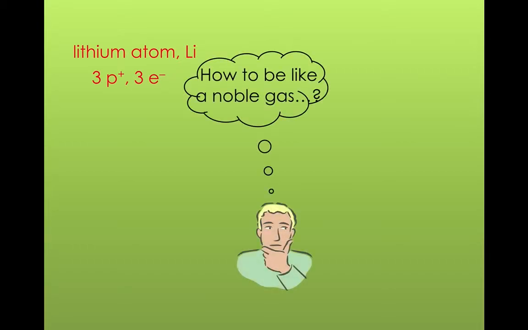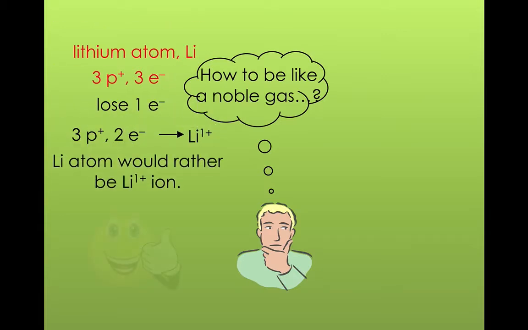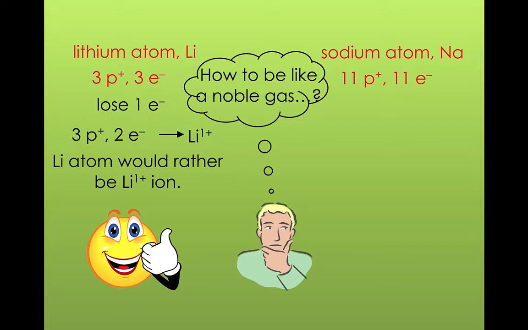All right, lithium ion, for example, 3 protons, 3 electrons. How do we get it to be like a noble gas? It wants to lose an electron so that it can get its magic 8 because it wants 8 in that last shell. So it loses that electron and it becomes a lithium ion because it has the electron configuration of a noble gas. And that's what they all achieve to be.